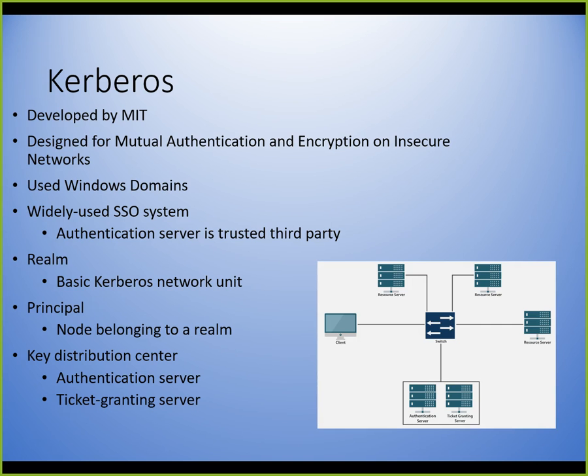The next authentication protocol, Kerberos, which if you listen to Microsoft, you think they owned it, they invented it, and they were the only ones that used it, but it was developed by MIT. It is designed for mutual authentication and encryption on insecure networks. Insecure networks would be our Ethernet networks, our wireless networks. This is another one that sends hashes of the passwords across, with a salt, to create a more difficult method of trying to break the password.